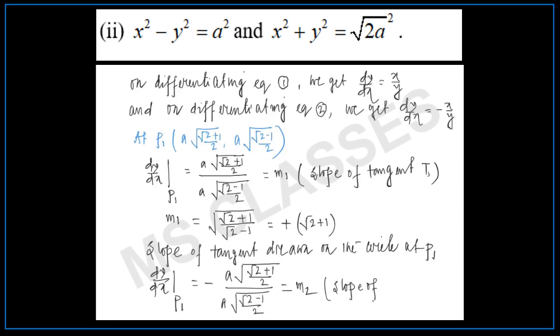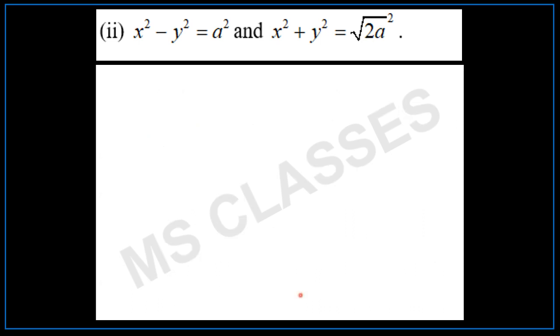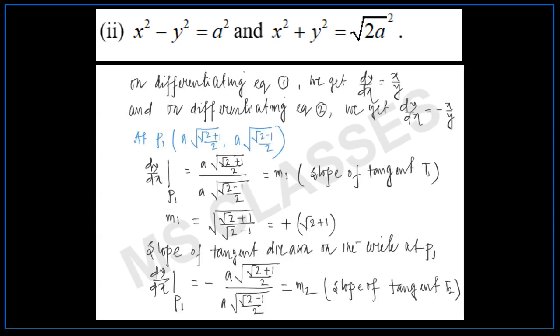Slope of tangent T2. Now if we simplify this, m equals minus root 2 plus 1. So everything is the same, we just get here minus root 2 plus 1. Now here we got m1, we got m2 also. This is m1 and same m2.